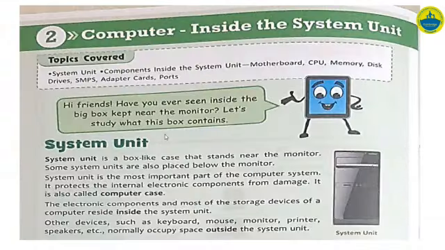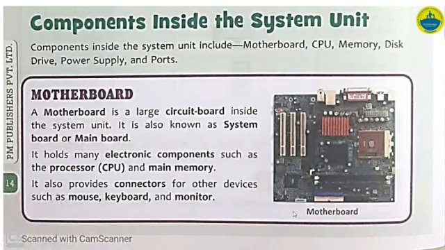Inside the system unit there is one component that is called the motherboard. It looks like this. It is a flat surface having lots of ICs, or we can say lots of chips, processors, small circuits, small cells and so on placed on it. So the motherboard is a large circuit board with a flat surface inside the system unit. It is also known as the system board or main board.